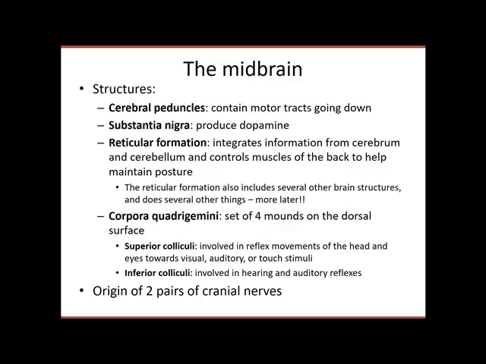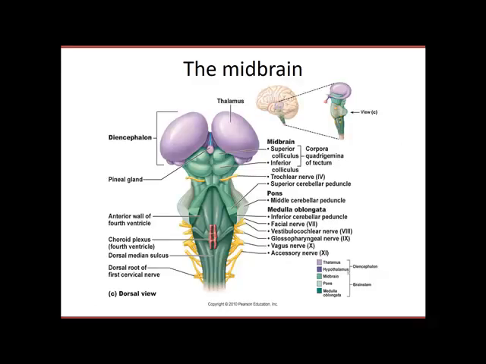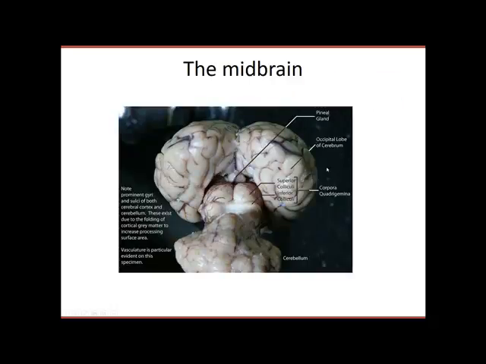And then the corpora quadrigemini. Again, corpora quadrigemini: Gemini, twin; quadri, four. So this is a set of four little mounds, four little bumps on the back side of the midbrain. Actually, let me show you a picture here. We can see the corpora quadrigemini.